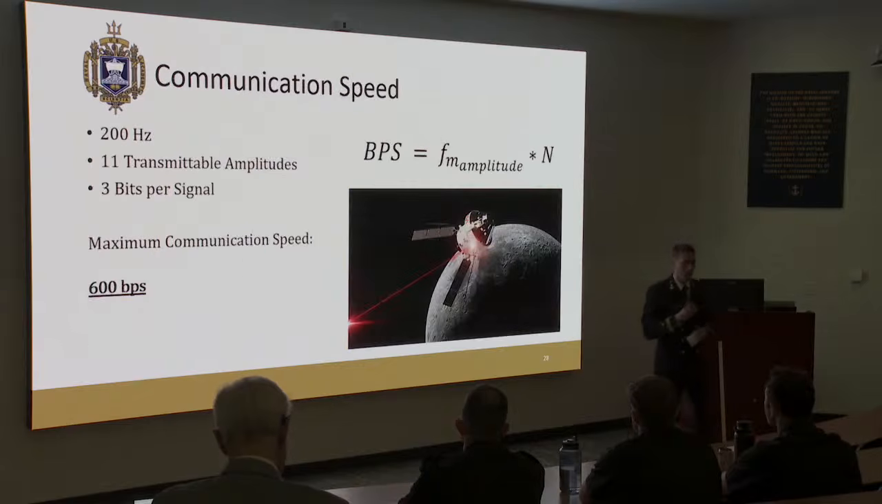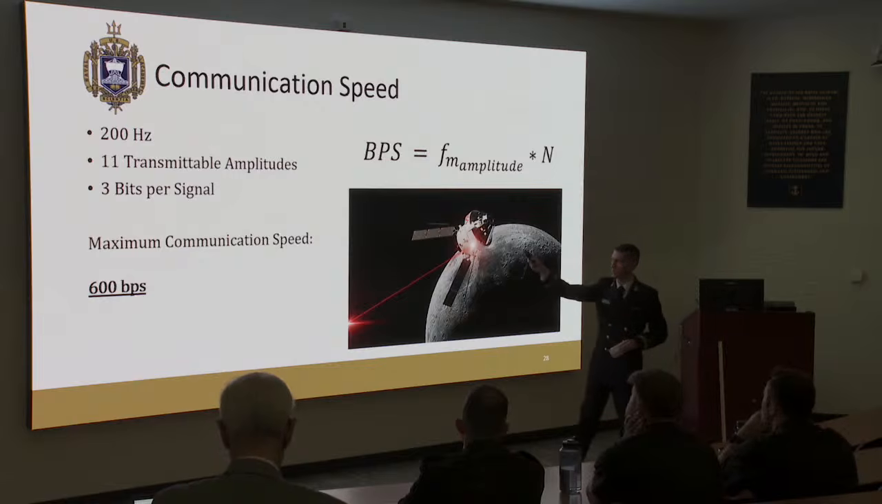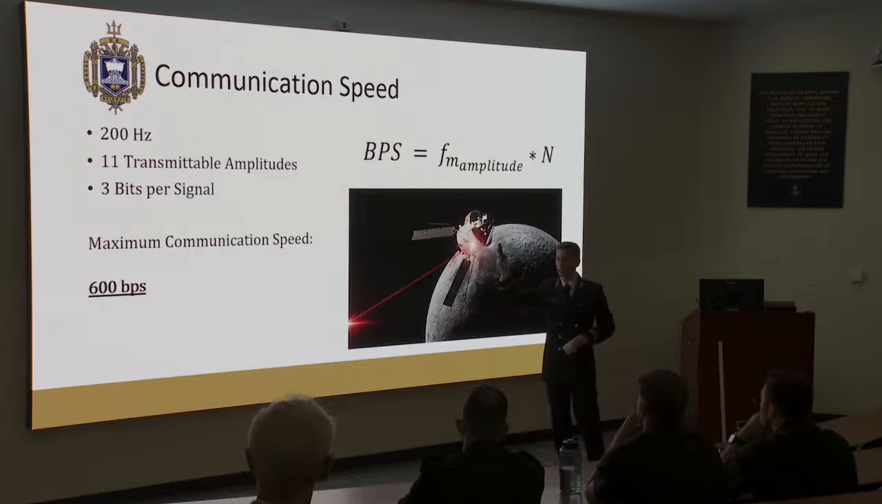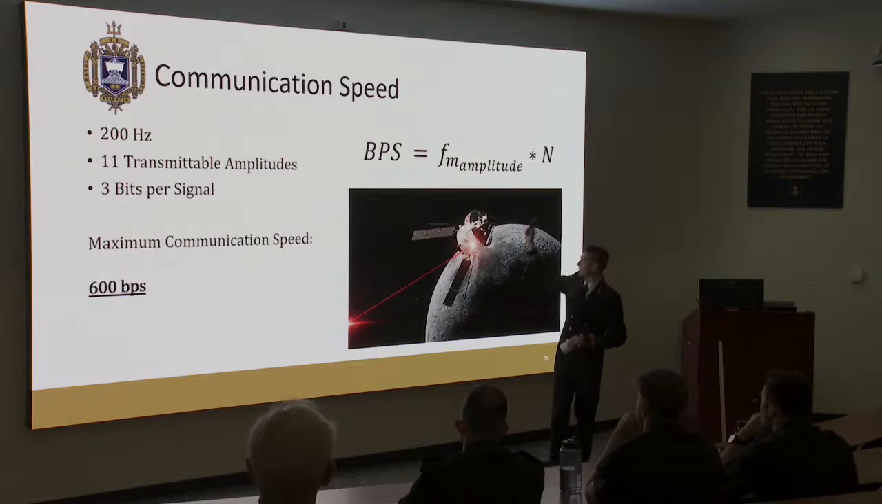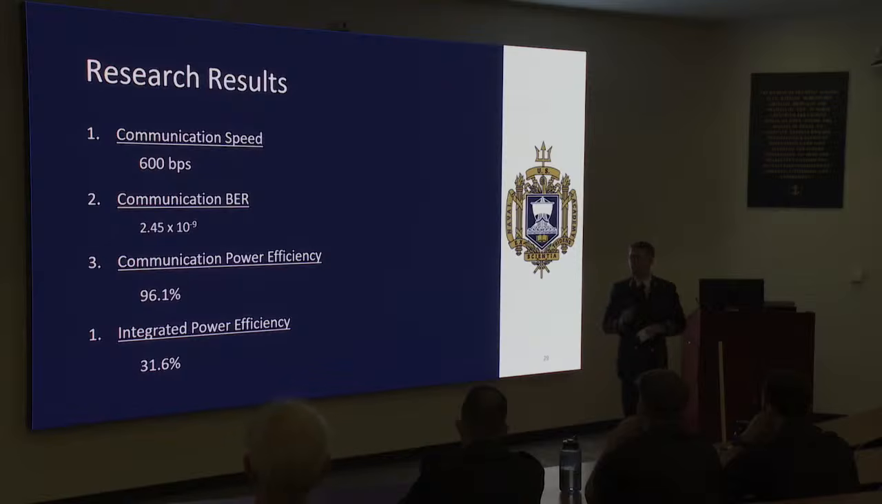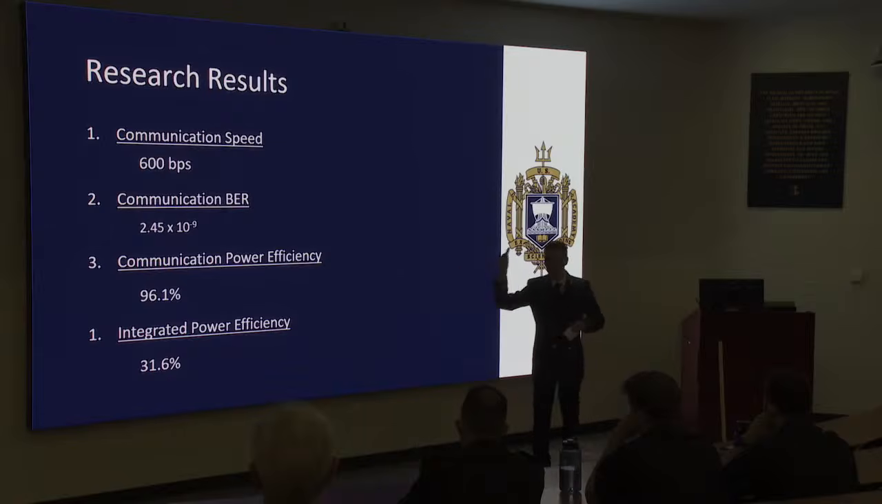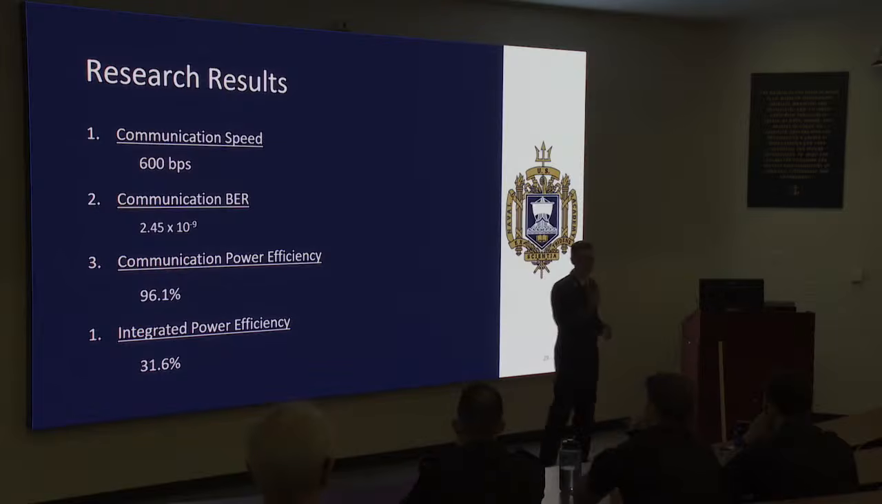Taking it all in totality, the communication structure that we developed here was able to modulate at 200 hertz, establish 11 different distinguishable transmission amplitudes, leading us to have each signal or symbol being sent contain 3 bits. That, taken into this equation, gives us that our communication structure was transmitting at 600 bits per second. So, okay, we'll get into why that's not as fast as I would have liked. But overall, the total results of this experiment were communication speed of 600 bits per second, bit error rate of negligible amount, communication power efficiency of 96.1%, and an integrated power efficiency of the entire system operating at 31.6%.